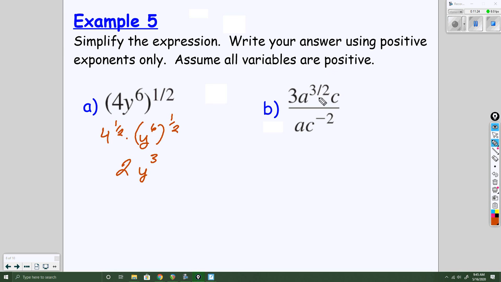Now we've got to use some quotient rule here. We have to simplify the a's, since they have the same base, and the c's. Remember, that c and that a always have an implied power. So the implied power there is 1. We have a to the 3/2 over a to the 1st. We're going to subtract those exponents, and we get 1/2 left over. Then we have c to the 1st over c to the -2. 1 minus -2 would be 3. So we have 3a to the 1/2 c to the 3rd.